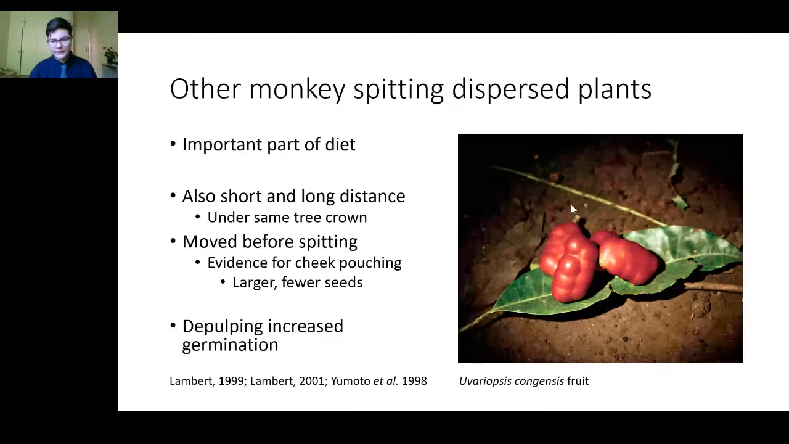Now, if you have a look carefully at this picture of a different monkey seed dispersed plant, you can see that the fruits are this bright color, they're fleshy, and they also have all these bulges, which are the large, fewer seeds. And this leads to being better for cheek pouching, as they're much easier to keep in their cheek pouches and much harder to swallow. They also found that depulping also increased germination.